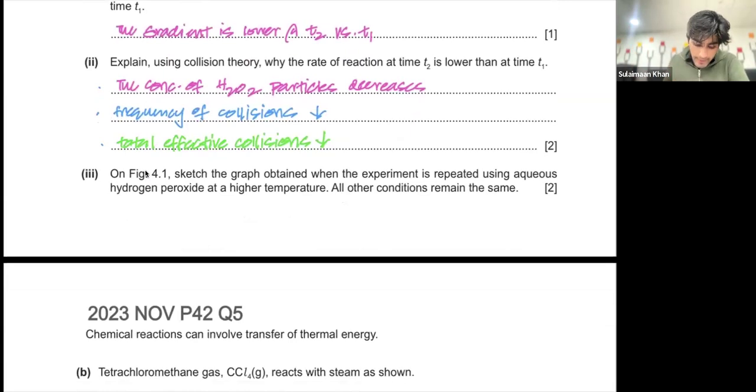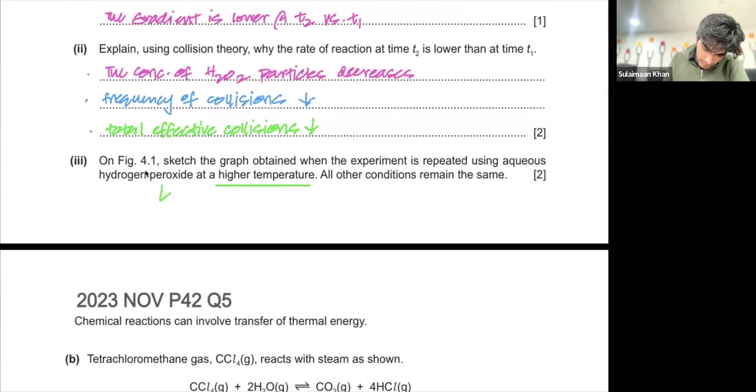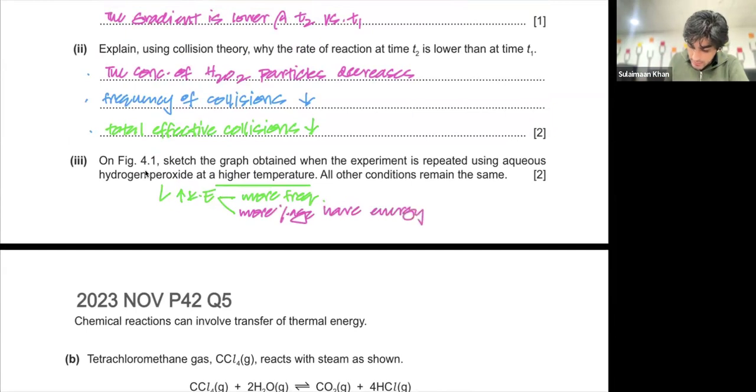On figure 4.1, sketch the graph obtained when the experiment is repeated using aqueous hydrogen peroxide at higher temperature. All the other conditions remain the same. Now, if it's at a higher temperature, what should happen to the rate of reaction? Higher temperature means higher kinetic energy. Higher kinetic energy means more frequent collisions, and it also means something else: more proportion of particles have energy equal to or greater than the EA.